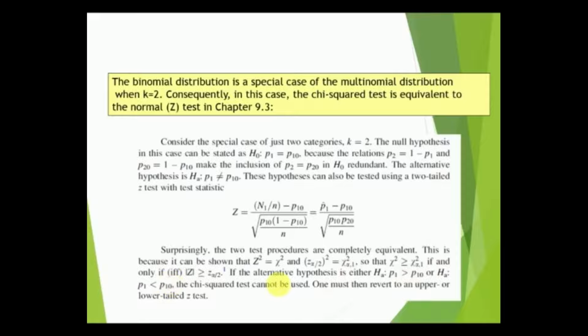If the alternative hypothesis is upper-tailed or lower-tailed, the chi-square test cannot be used. So one must then revert to an upper or lower-tailed z-test. But your two-sided hypothesis test, z-test, is equivalent to your chi-square test.